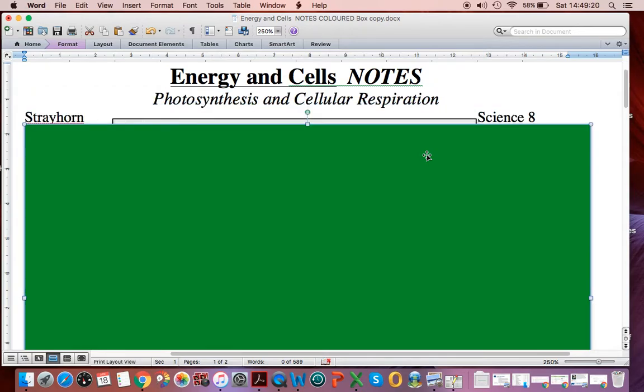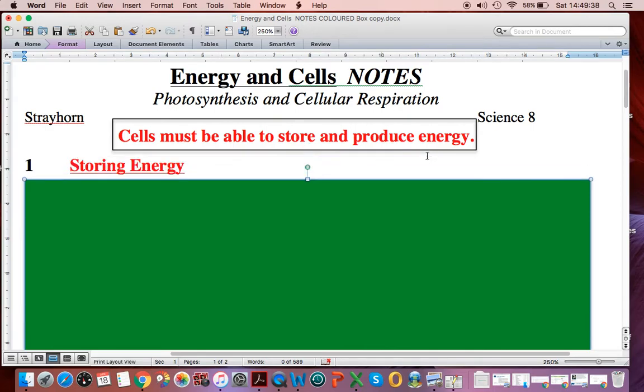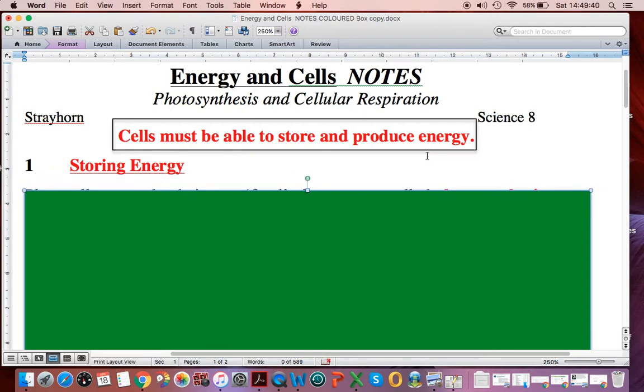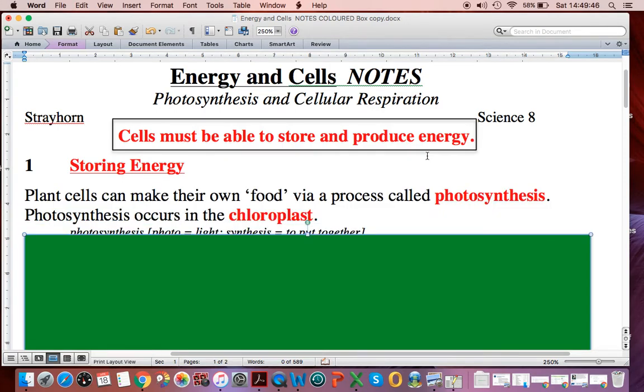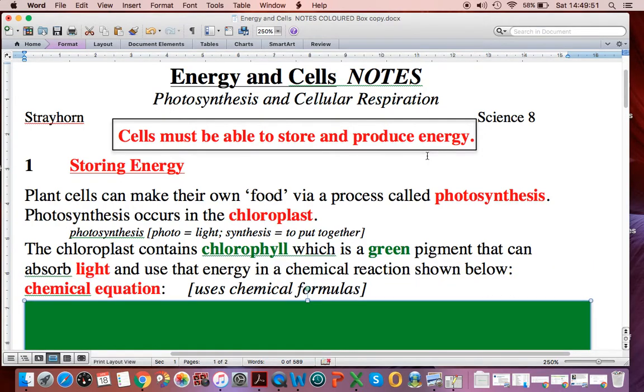So we're going to look at two main processes, photosynthesis and cellular respiration. Looking at how we can store energy and how we can produce it. Anything in red or green that's in bold, if it's not already underlined, it's a good idea to underline it, because that'll help you identify some of the key terms in this. On the first page, we're looking at storing energy. On the second page, we're going to look at how we produce energy. So let's just get this all opened up and we'll talk about it.